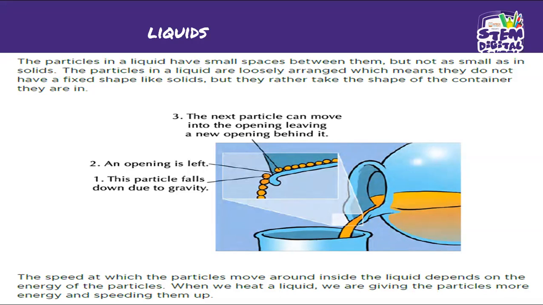Now let's look at this. Picture one: the particles fall down due to gravity when you are pouring. Number two: an opening is left, as you can see. The next particle can move into the opening, leaving a new opening behind it. So when you are pouring, this is what is happening. Number one, the particles are obeying gravity. Number two, there is an opening left, and this opening is being replaced by the next particle behind it. Now let's continue.